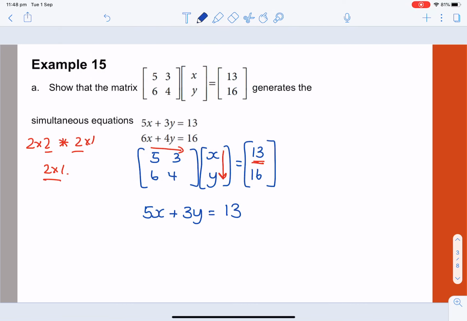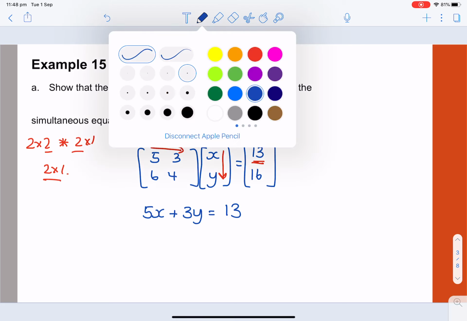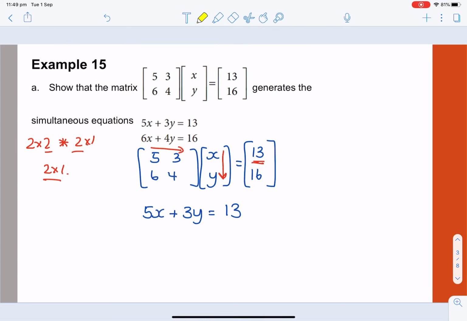Then I finished the first, I'm going to change colours there, we'll go yellow. I've taken the first row and the first column. I'm now going to take the second row, and I'm still going to keep taking that same column. I've only got the one column to take anyway. So I've got 6x plus 4y is equal to 16.